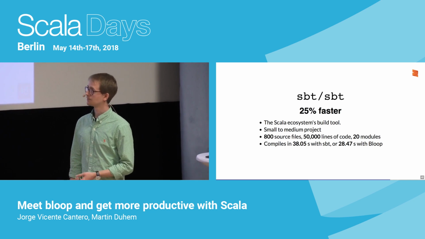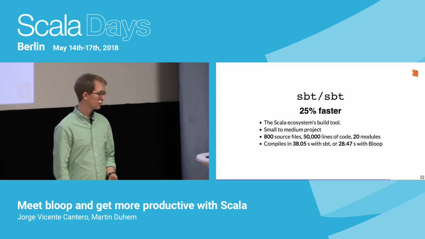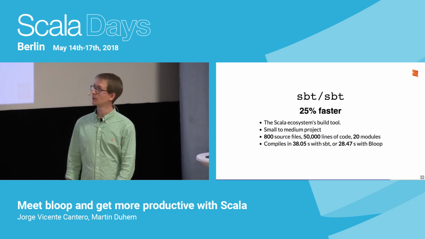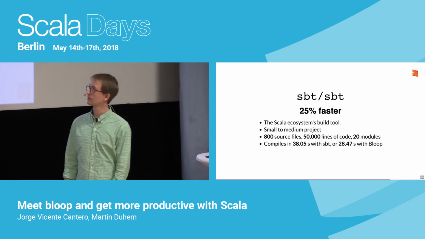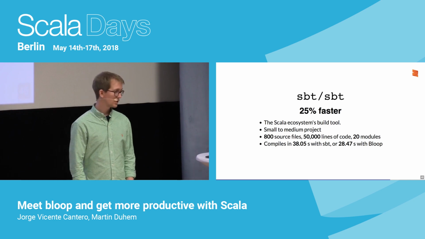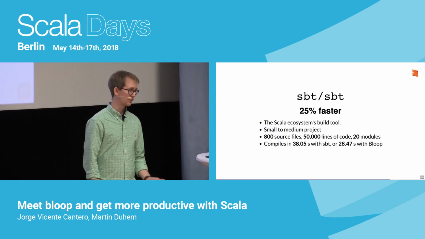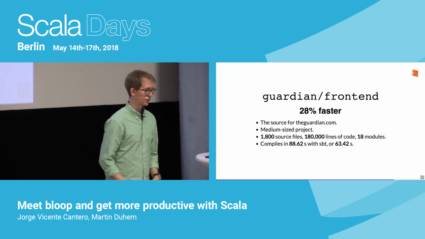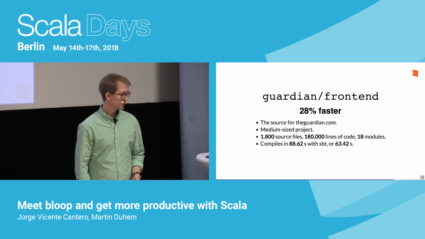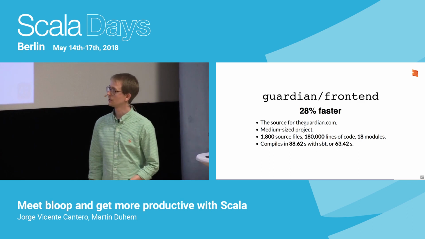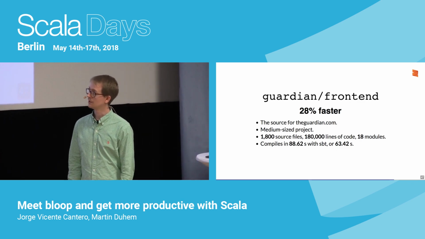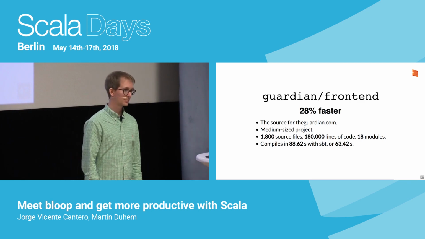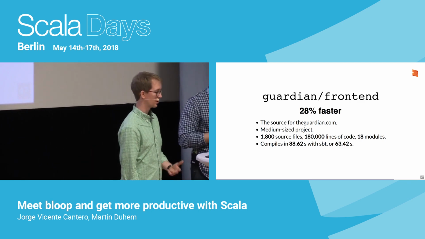First, we've been trying with a smallish to medium project, maybe. It's SBT, the Scala ecosystem build tool. I guess everybody knows it. It has about 800 source files, 50,000 lines of code, and we've seen that comparing with Bloop, we get about 25% faster. We've been trying with something that's quite a bit larger already, 1,800 source files, 100,000 lines of code, and here too we get 28% faster when compiling the Guardian frontend.